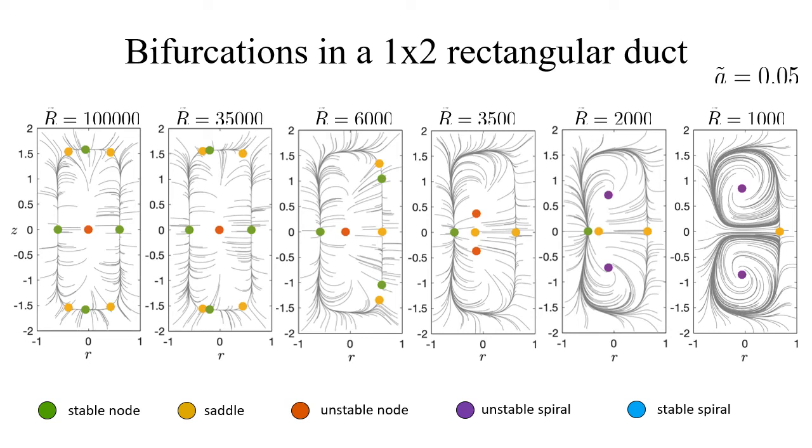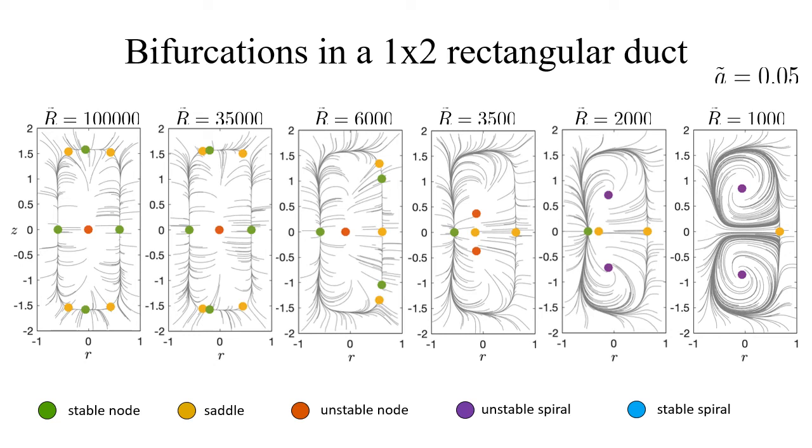So they merge in saddle node bifurcations, and then further decreasing the band radius results in a supercritical pitchfork bifurcation where this stable node on the right turns into a saddle point, releasing two additional stable nodes in the vertical direction, which then go on to merge with the saddle points in saddle node bifurcations.